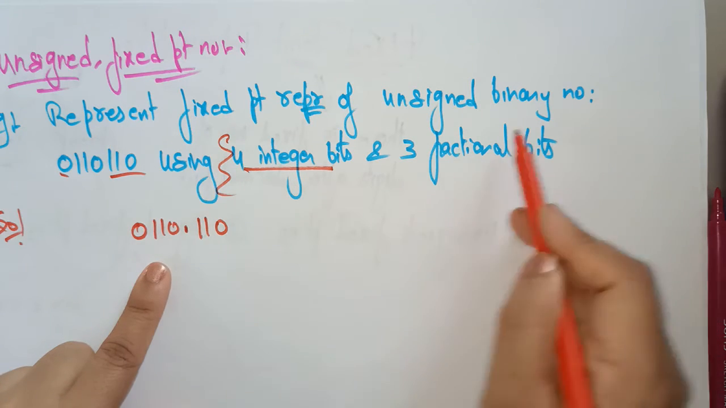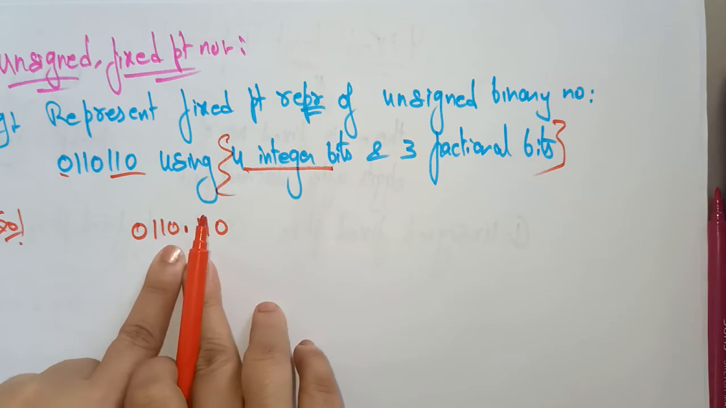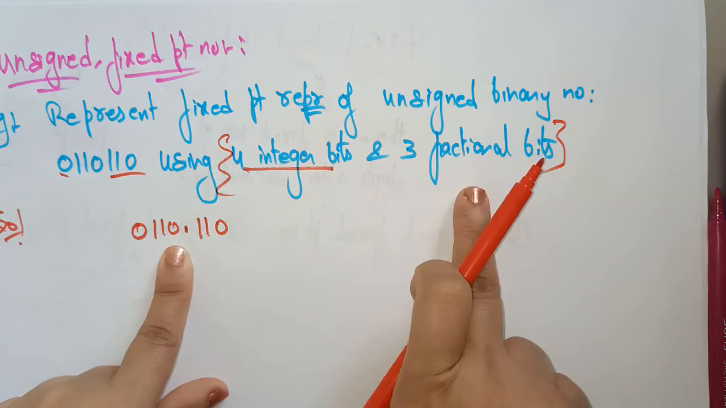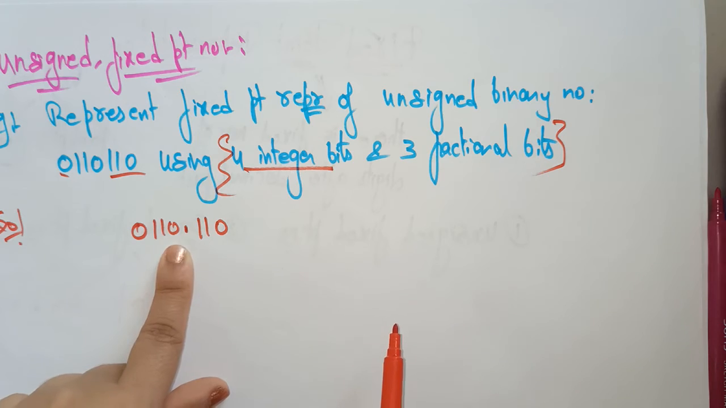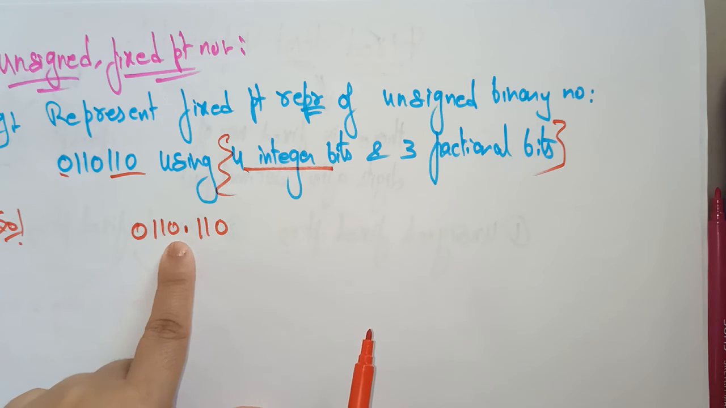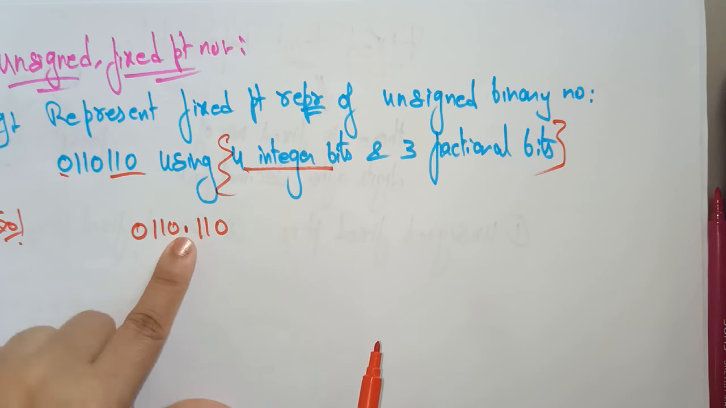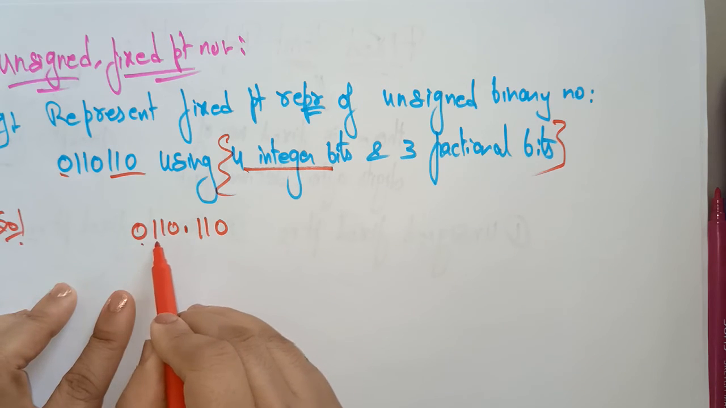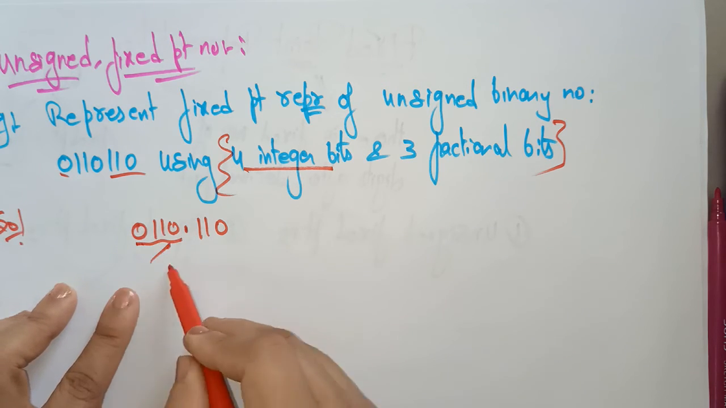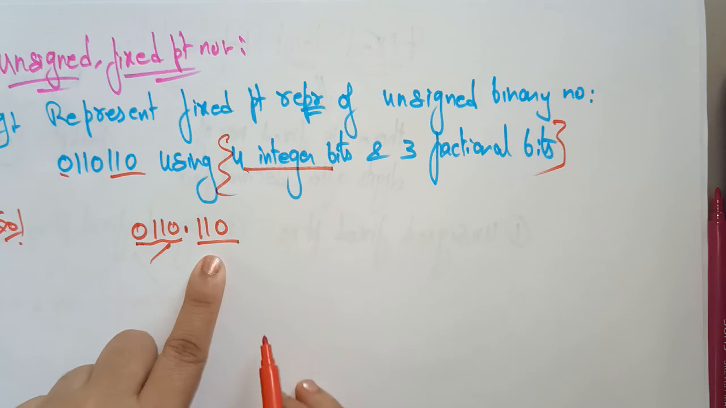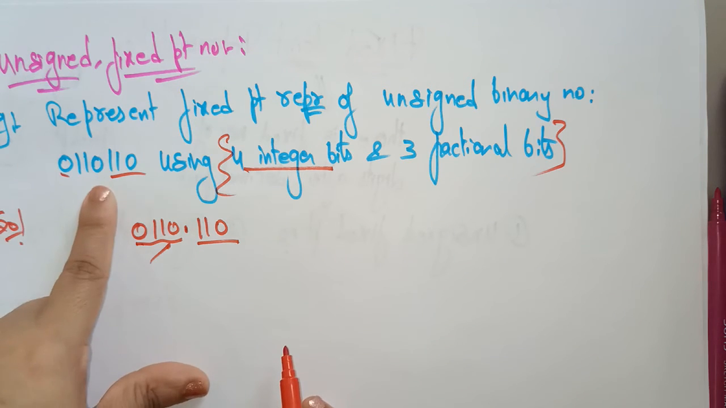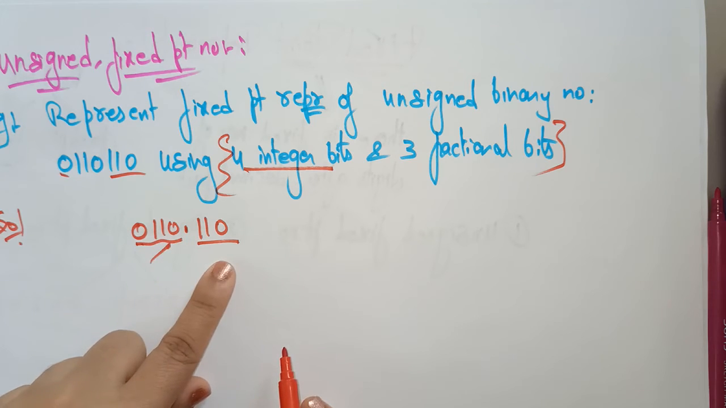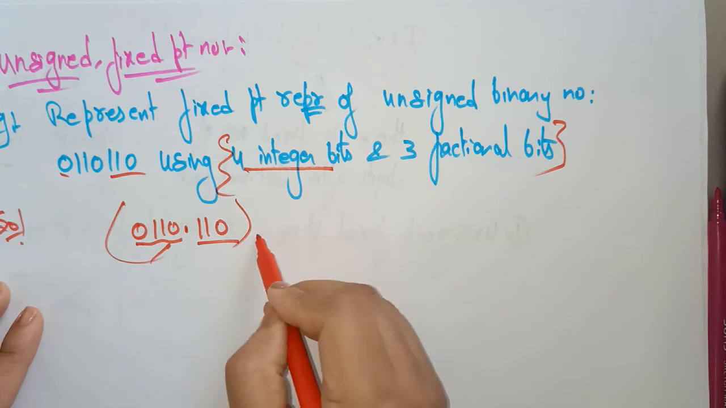So this condition is saying where to represent the dot. This condition is nothing but it is telling us where to place the dot, that is the fraction part. So the left hand side is the 4 integer bits, this is the signed bit, and this completely comes under the integer bits, and this part is the fractional bits. So the given number is divided like this, 0110.110.